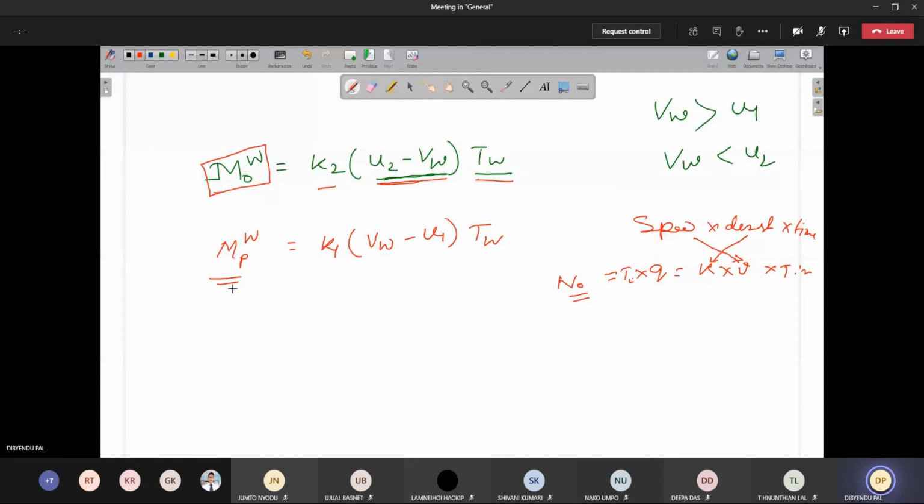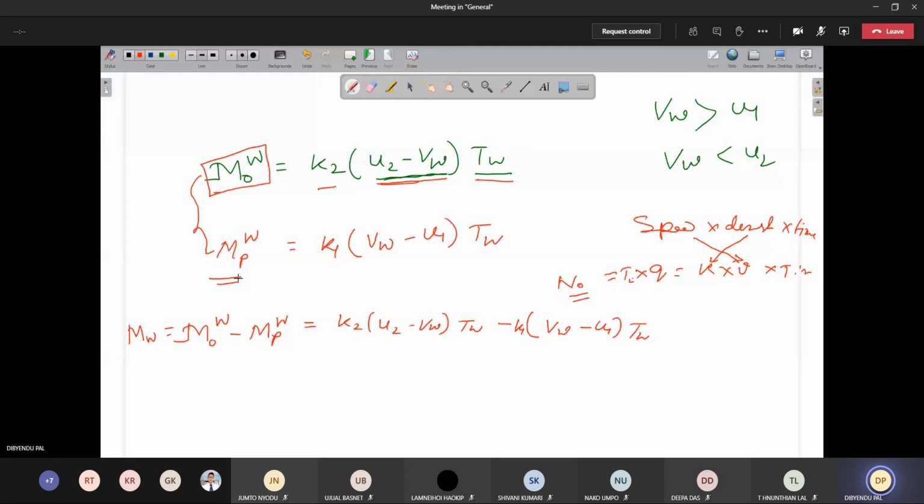Okay, now find the difference between these: MOW minus MPW. Let us say this is denoted by MW. So we can write the same expression: K2 into U2 minus BW TW, minus K1 into BW minus U1 TW.